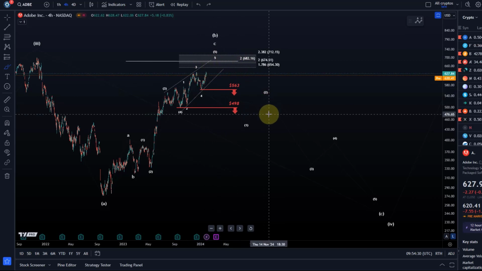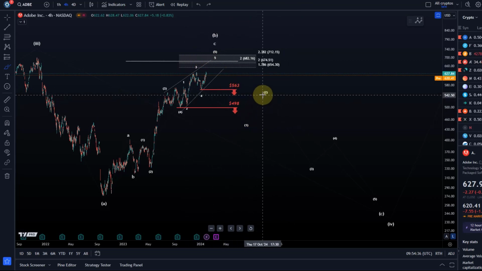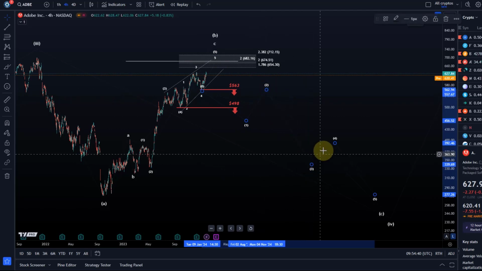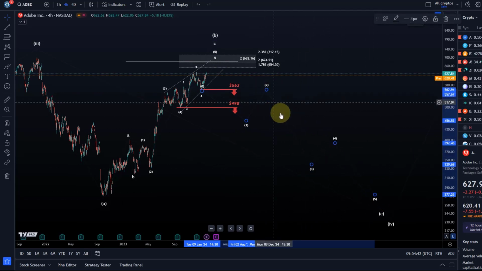Yes, the pullback could be corrective. If it is, it leaves the door open for higher. But once we see the right structure in the decline, and then a corrective rally, which would be the wave 2 here, that can send us down quite substantially, especially here in the third wave.